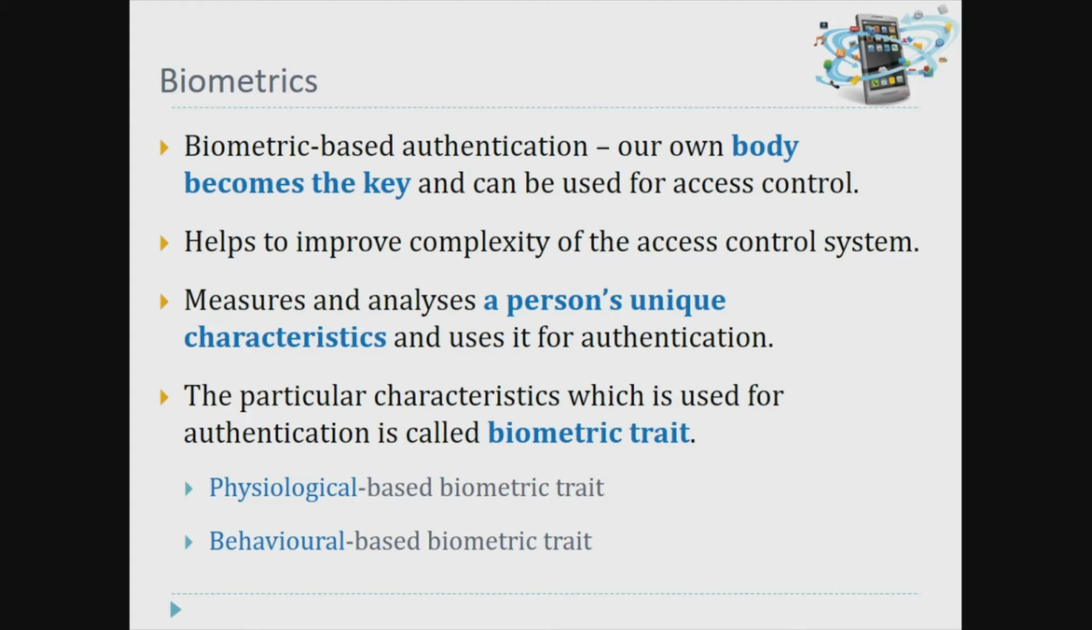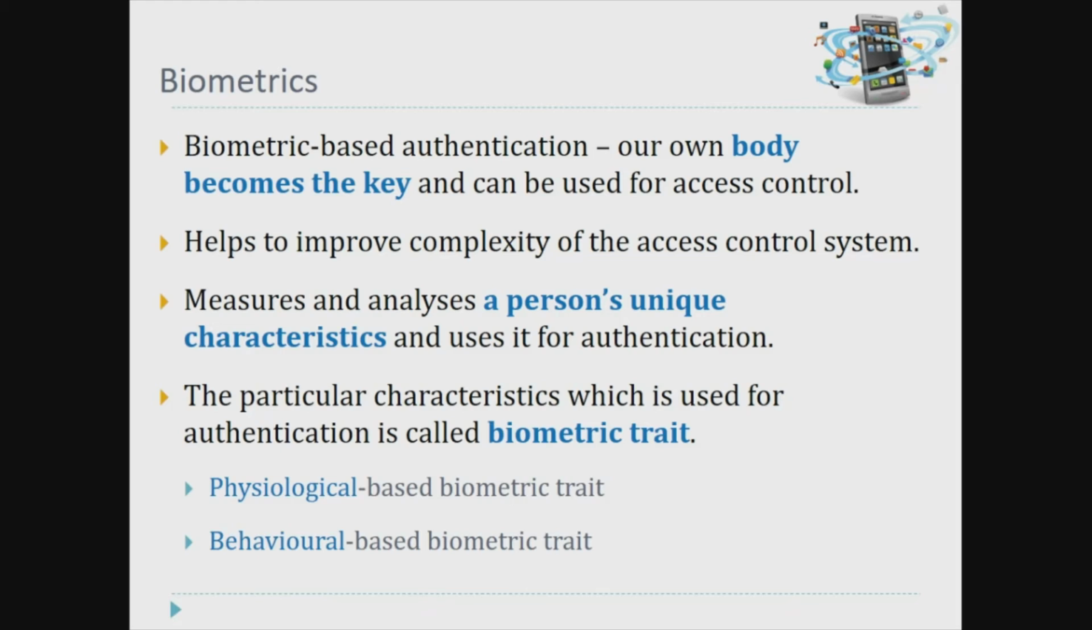So our own body becomes the key to access our mobile application. It helps to improve the complexity of the access control system and measures and analyzes a person's unique characteristics and uses them for authentication. So if we want to use biometrics, we need to identify the features that the mobile device has. For example, the sensor for thumbprint, the camera, those are the features, the hardware modules that the device should have before we can implement this biometric.